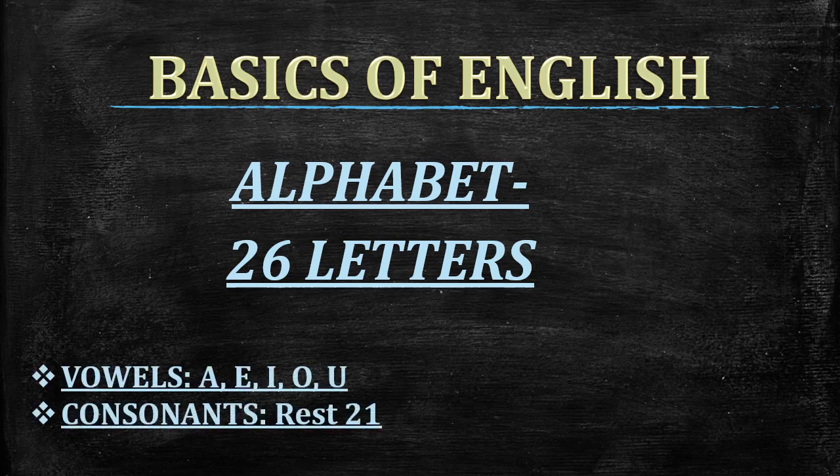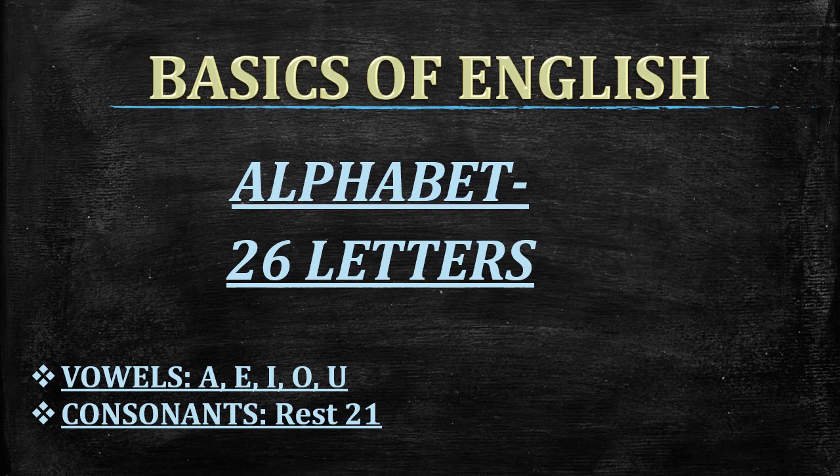Now, for learning any language, the basic thing is learning the alphabet of that language, that is, the letters that language has. So here also, when we start learning the English language, the first thing that comes is learning the alphabet, that is, the 26 letters that we have in the English language.